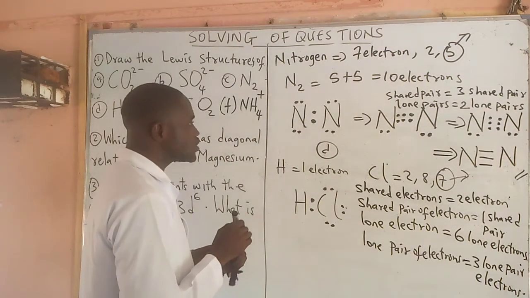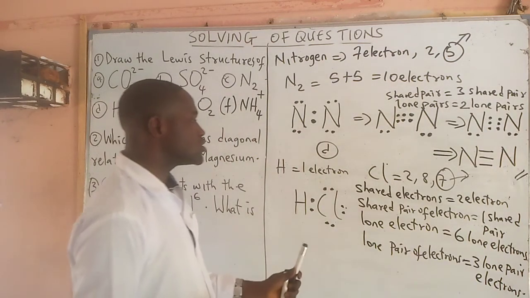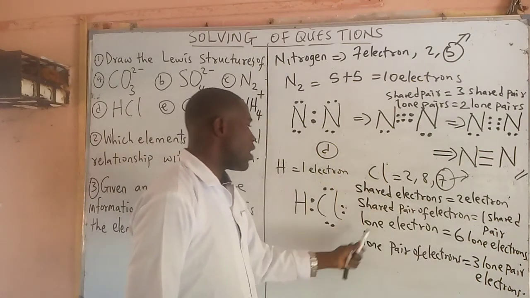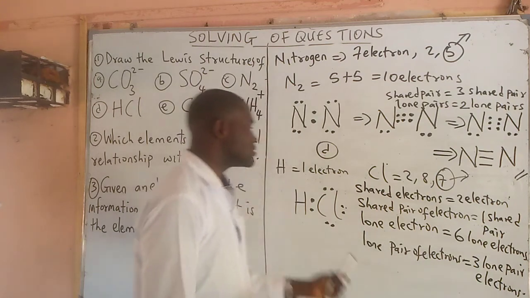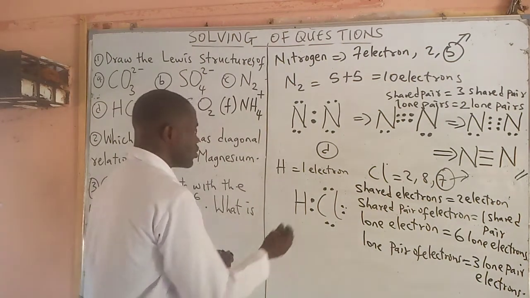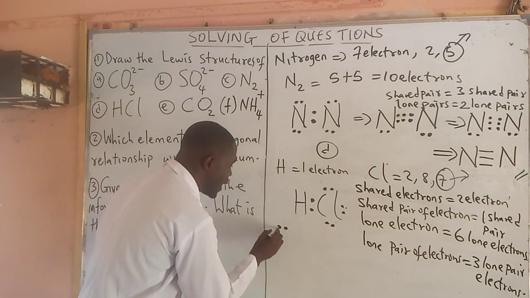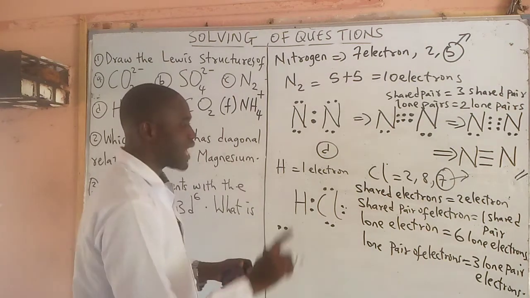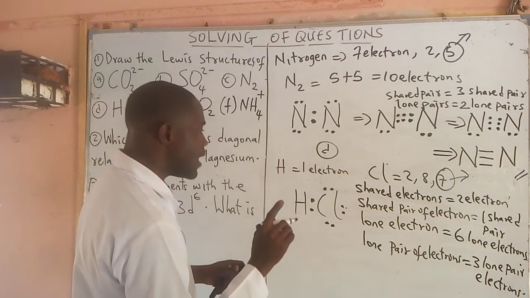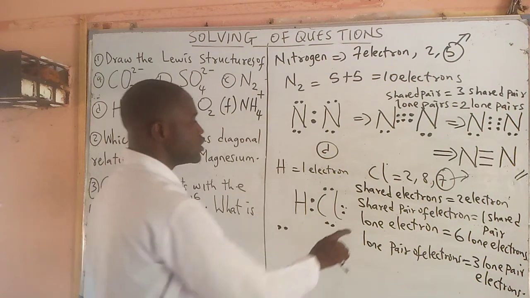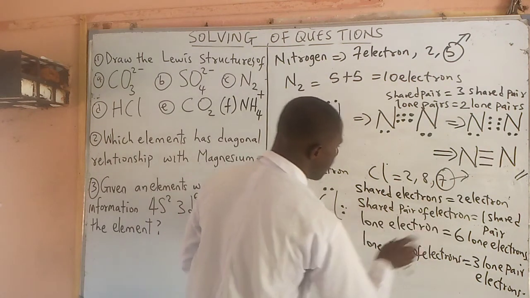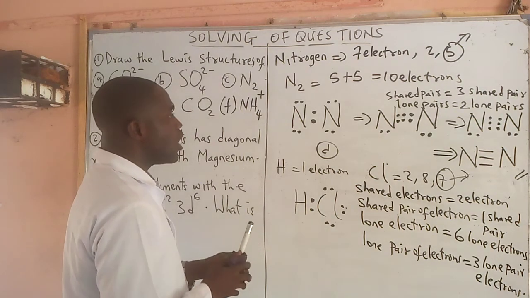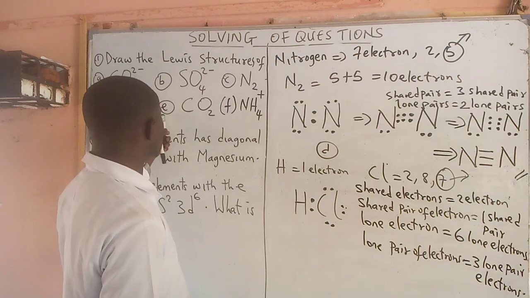We go to question number 3. So note that one can ask you shared electron, shared pair of electrons, lone electrons, lone pair of electrons. They are different statements. Note that two electrons make a bond. That bond is what we discuss as a shared pair of electrons. Okay? So we now go to question number E.